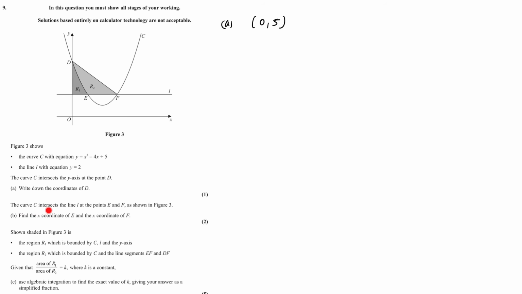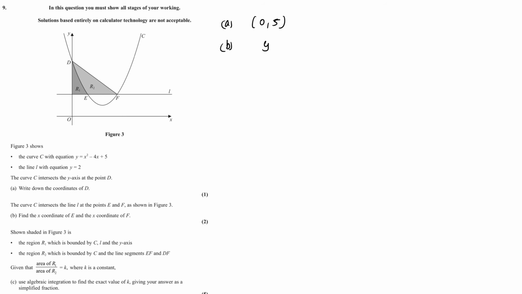So the curve C intersects with line L at the points E and F. E and F. Okay, that's L. That's this one, isn't it? Y equals 2. Okay, I should find the x coordinate of E and the x coordinate of F. So again, then part B.